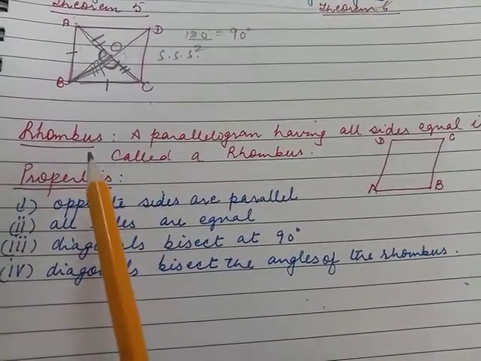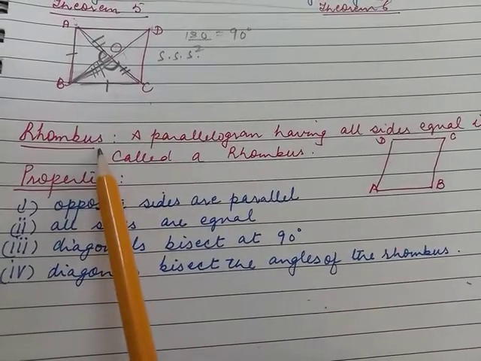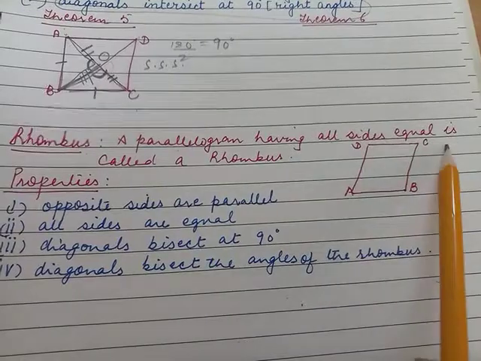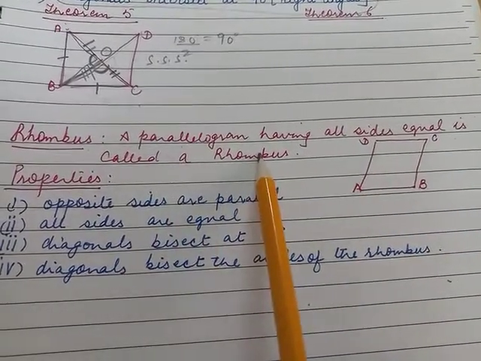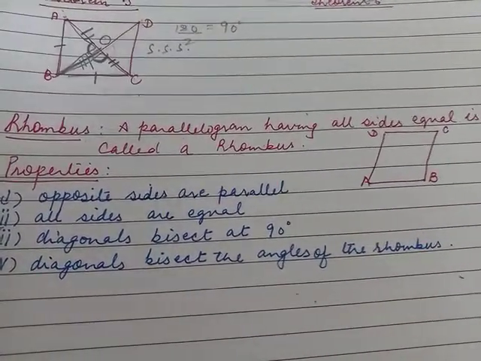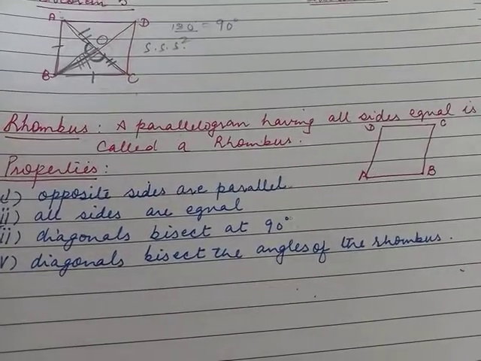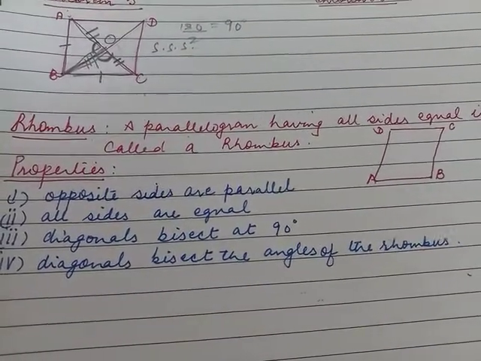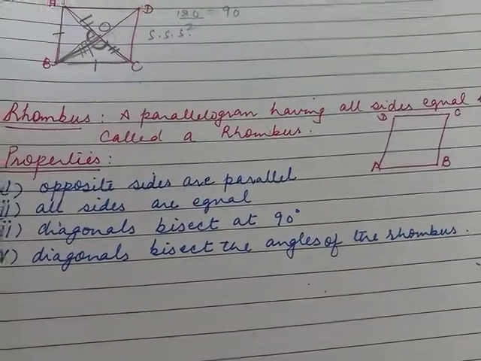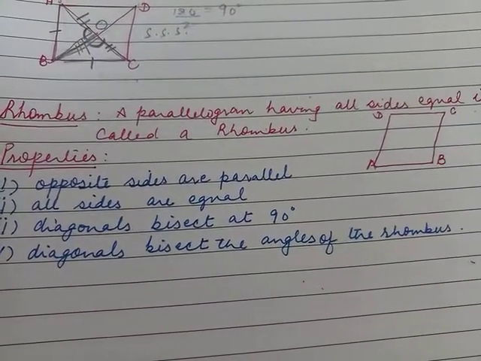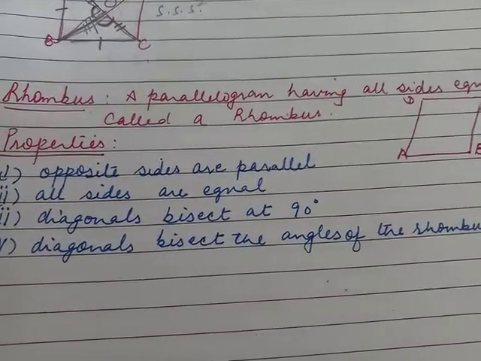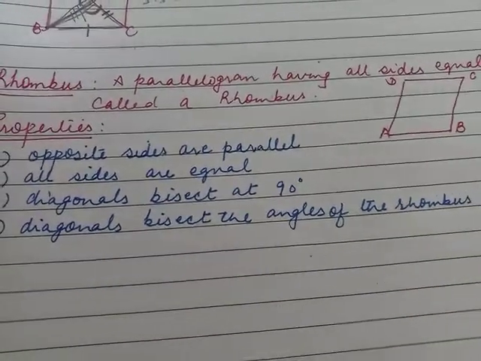Now we study one more type of a quadrilateral. A parallelogram having all sides equal is called a rhombus. So rhombus is a parallelogram where all the sides are equal. So this we learned in square also. A square is a rectangle and rectangle is a parallelogram.